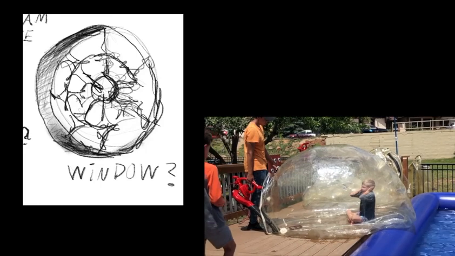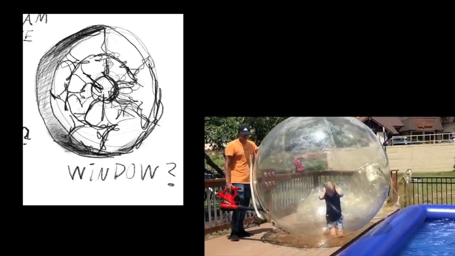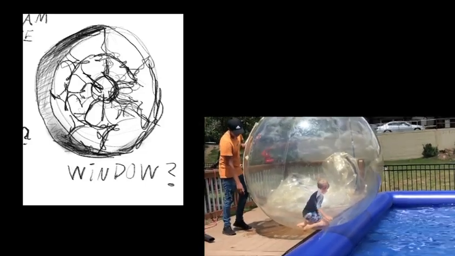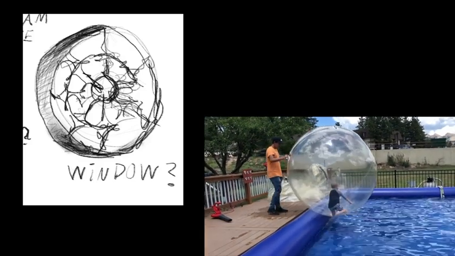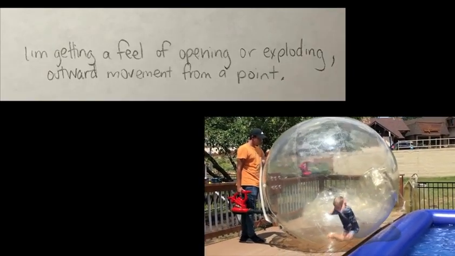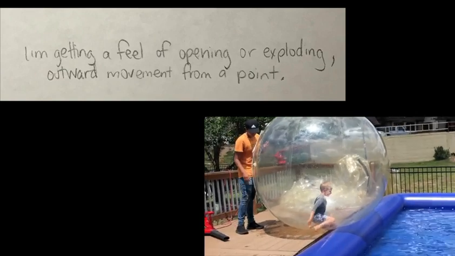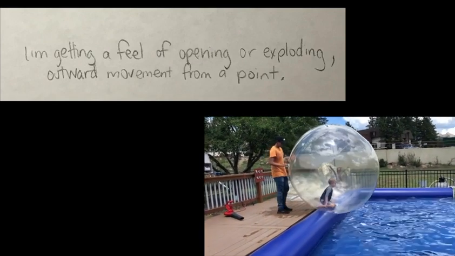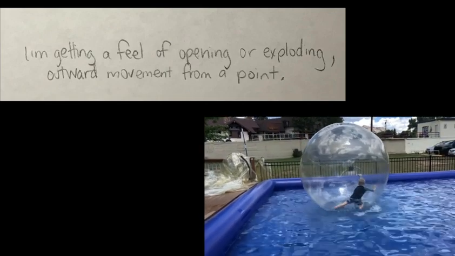And a third example from this viewer, they have this drawing here, and then their analytical overlay was window with a question mark, which is interesting because windows have that clarity, that transparency, which these bubbles have, and then this picture does capture the roundness of the bubble. This note is interesting because it captures the experience of the child inside, or the inside of the bubble as it's being filled with air. So it says, I'm getting a feel of opening or exploding outward movement from a point. And that's exactly what's happening with the bubble being inflated.